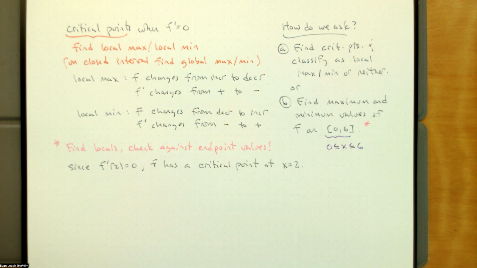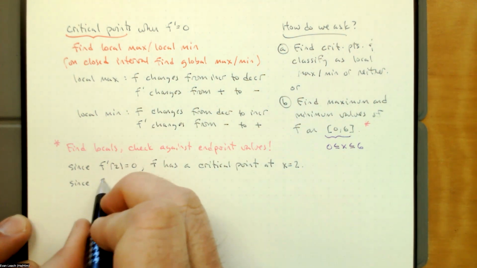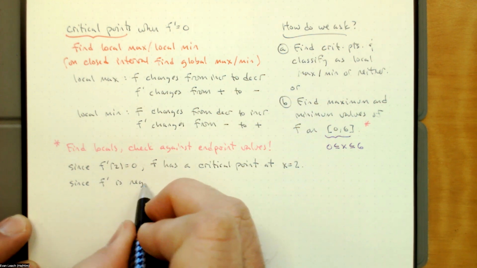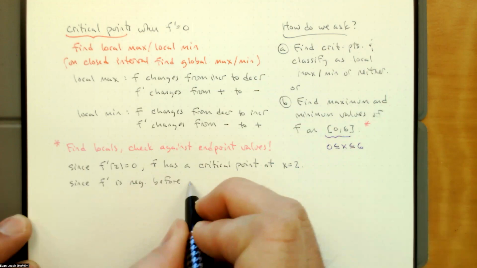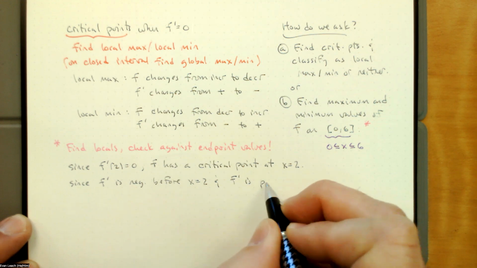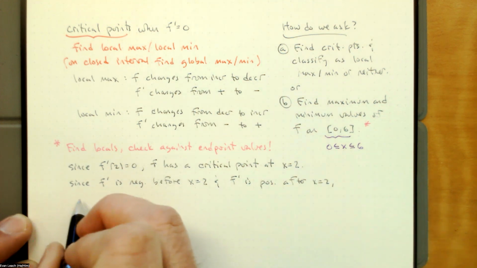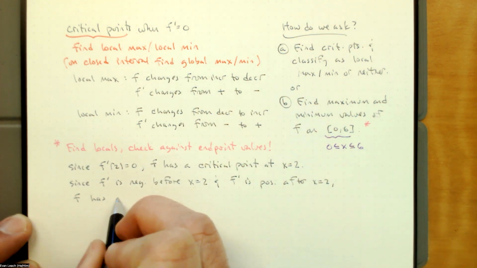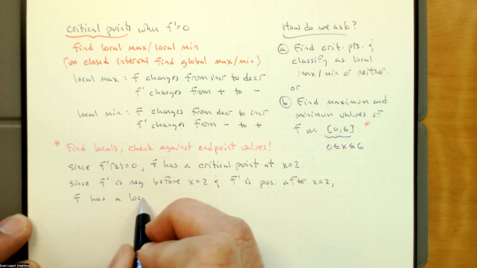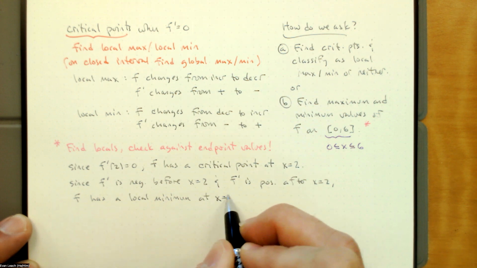So you could explain this by saying, since f prime changes from negative to positive when x equals 2, or you could say, since f prime is negative before 2, and f prime is positive after, f has a local minimum at x equals 2.